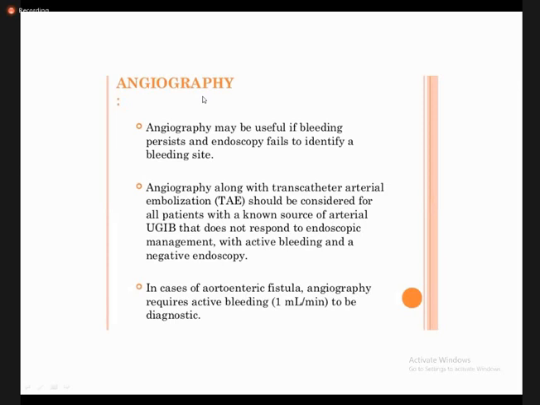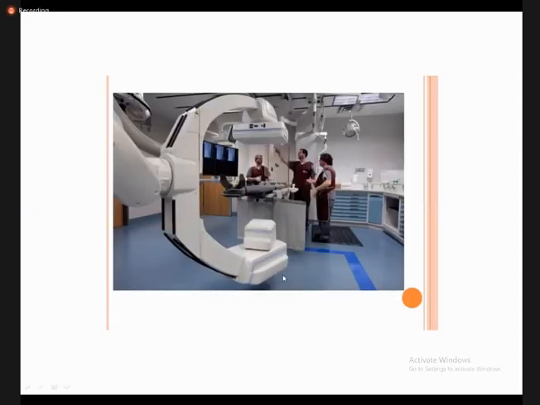Angiography is the direct testing of the vessels. It is useful if the bleeding persists and endoscopy fails. For example, if we do the endoscopy and do not find any site of the bleed, or if we are unable to control the bleed, we can go directly for angiography, and along with transarterial embolization we can control the bleed. In angiography there must be an ongoing bleed at a rapid rate, then only we can detect the bleed. If the rate is low or the bleeding is intermittent, the angiography report can become normal.